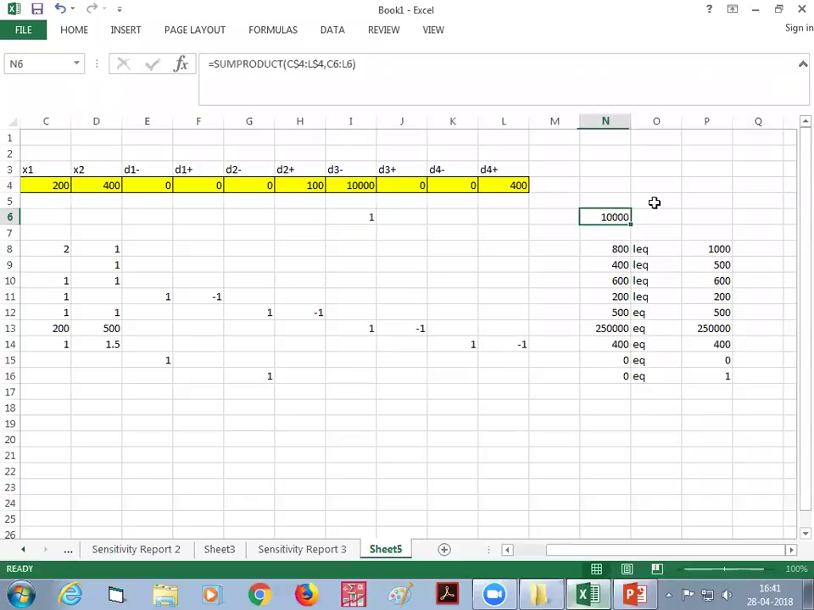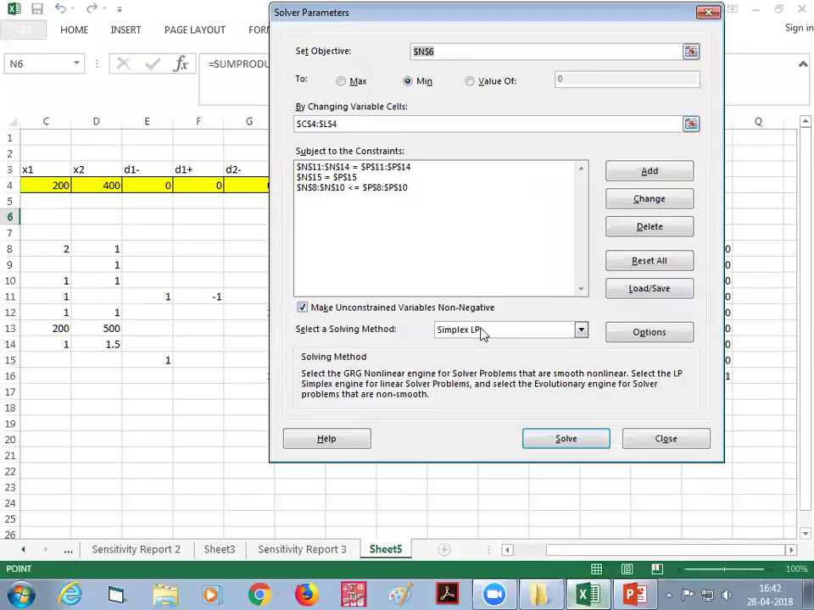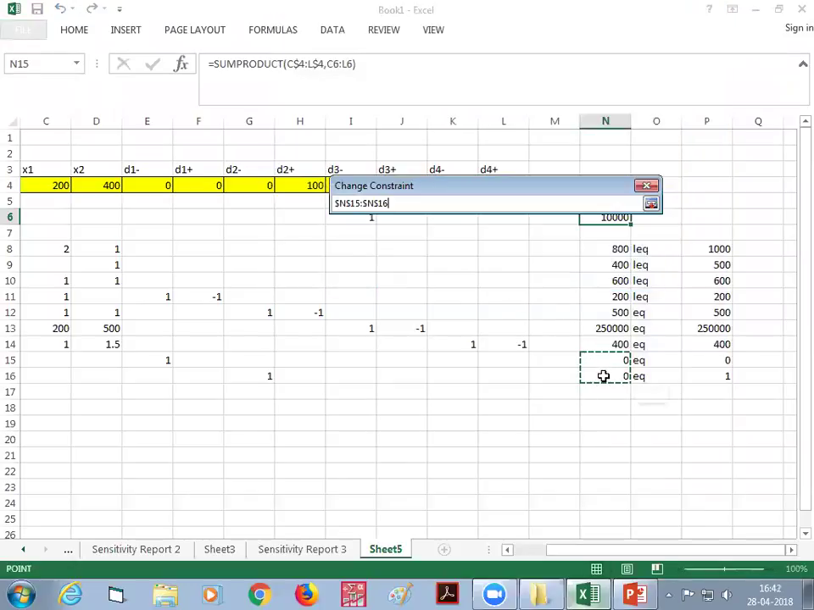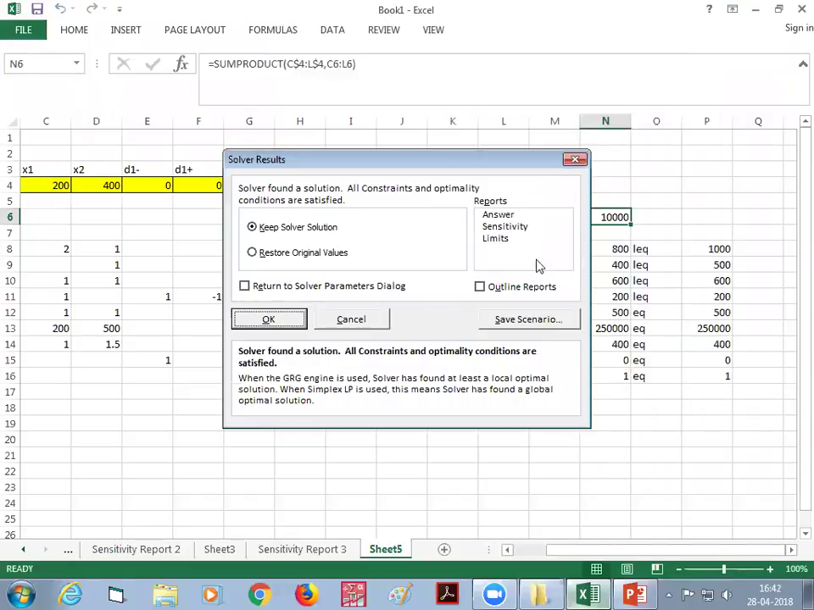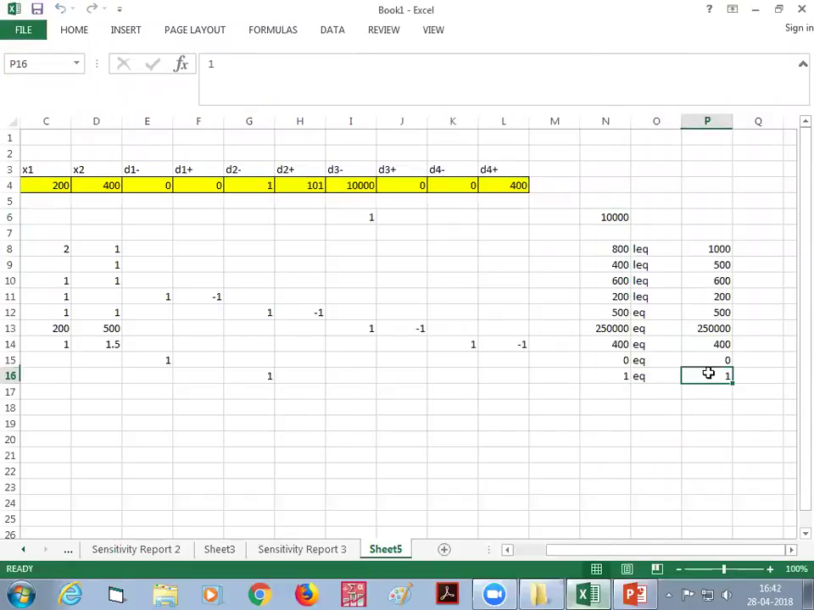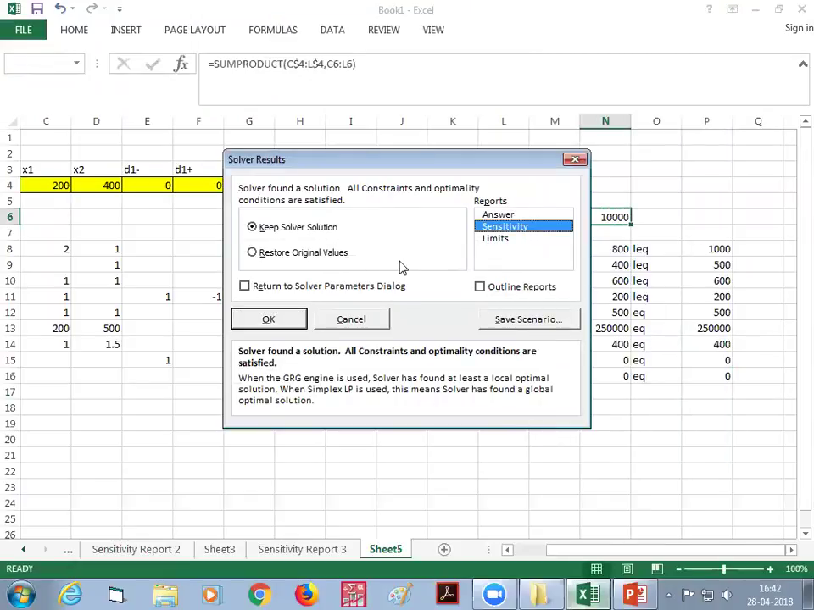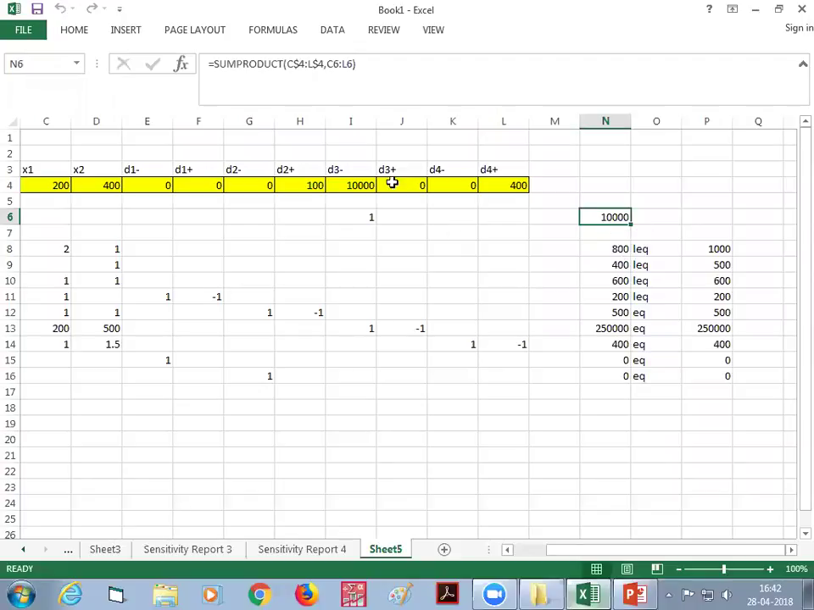D3 minus. Okay, so what is it? This single one here, I'll now change to this and this and this and this. Okay, I'll solve it, but it's wrong because this should be 0. Okay, and we'll solve it again, and it's minimized at D3 minus is 10,000. Okay. So what do we do now?